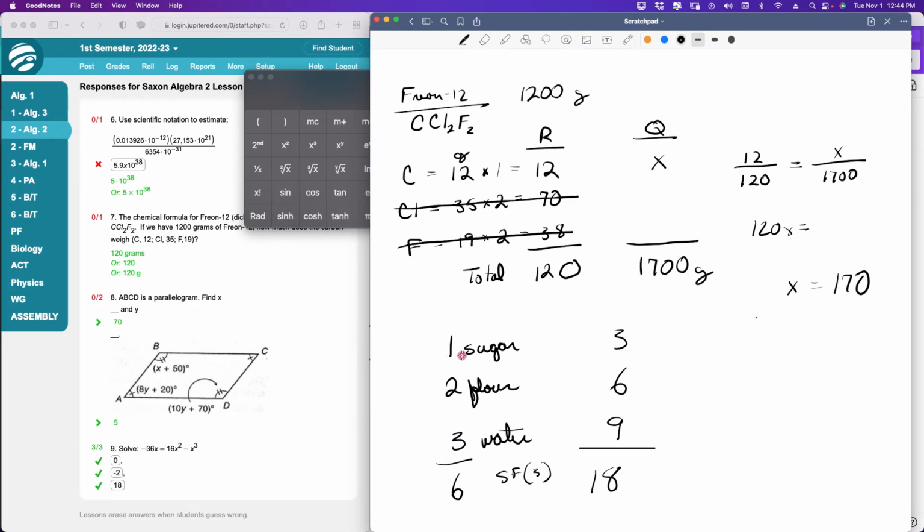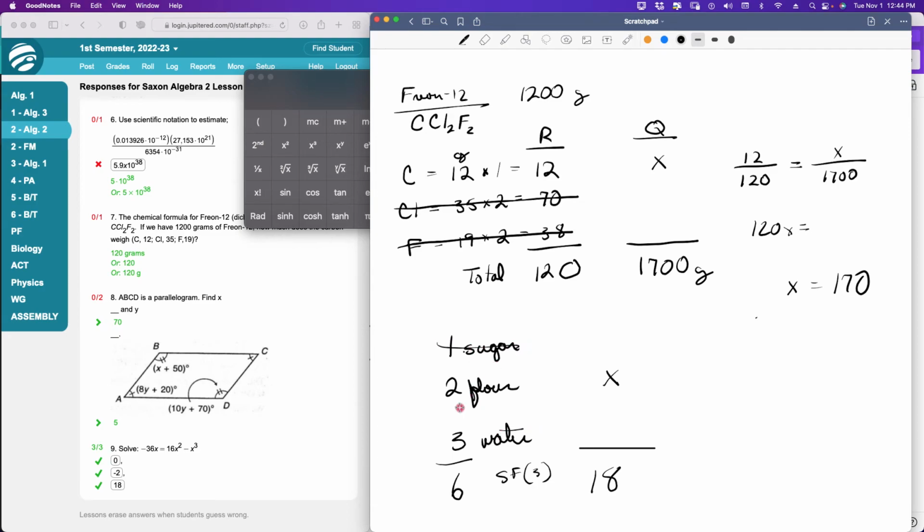Just like we did here. 1 cup of sugar, 2 cups of flour, 3 cups of water gives us 6 cups of stuff. Right? And then we needed to figure out, well, if I have 18 cups of the same stuff, how much is sugar, how much is flour, how much is water? And you can easily do that using this proportion method here. I'll show you here. What if I didn't know any of this? I could just put an X. Let's say I want to figure out the flour.